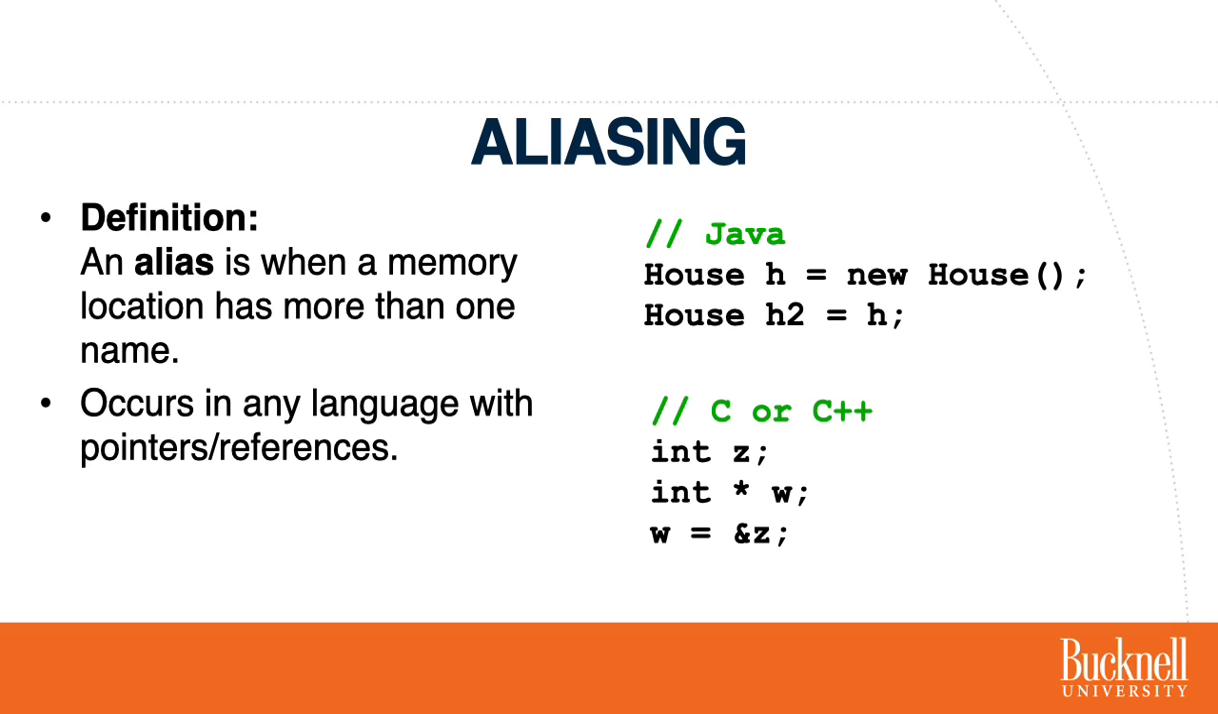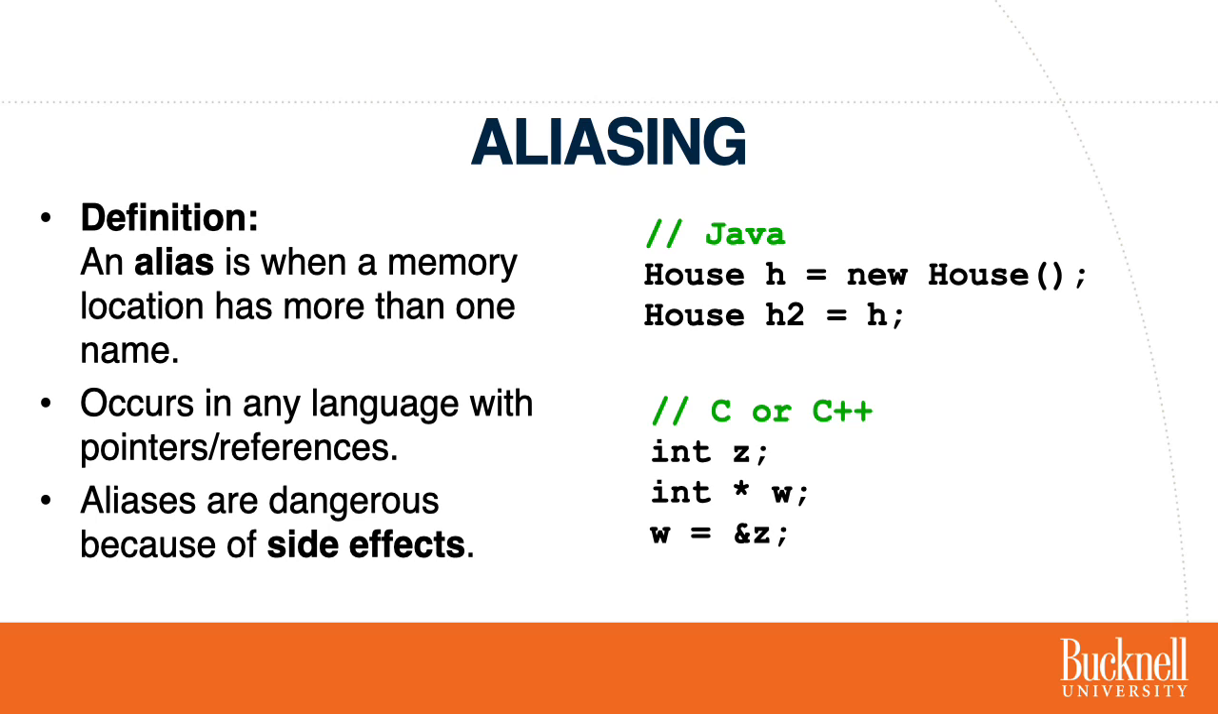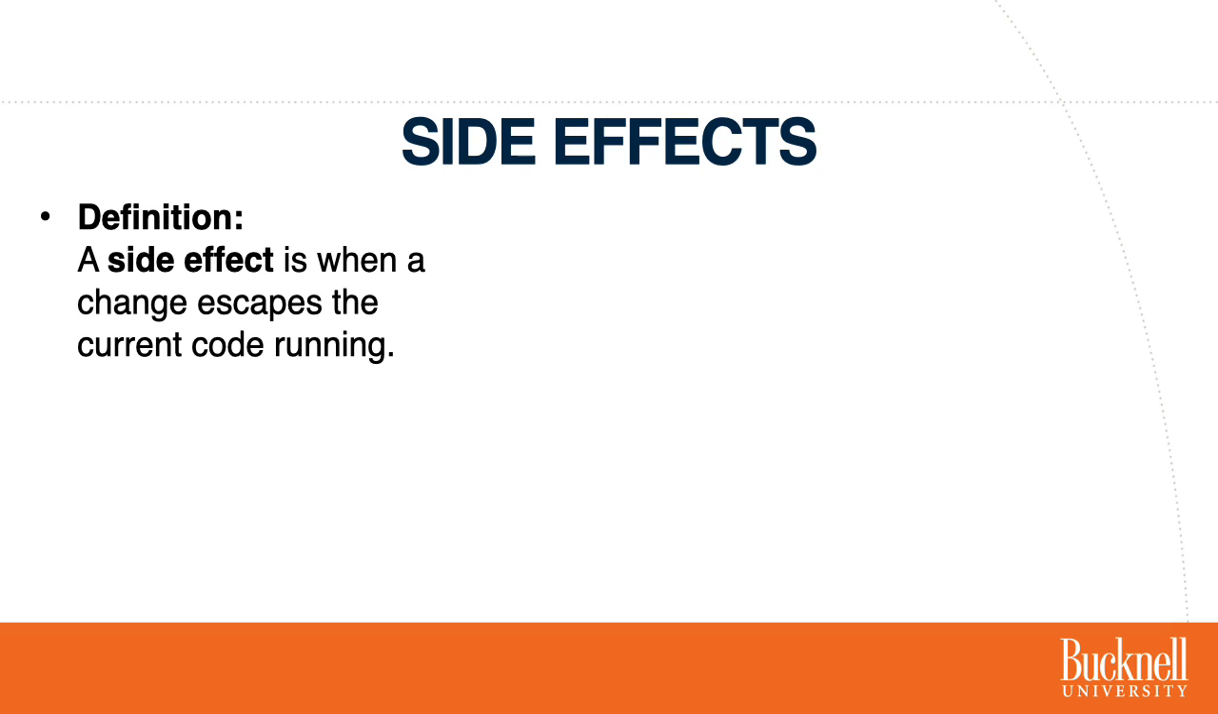In C or C++, we can use int star to create the pointer w. We can assign w to the data stored in z. Now the data stored in z has two names, z and w. Aliases are dangerous because of side effects.